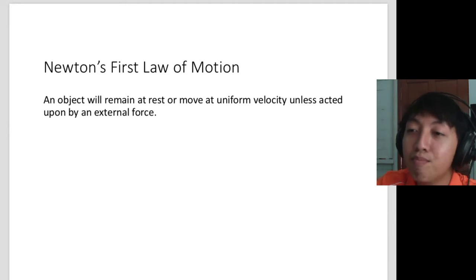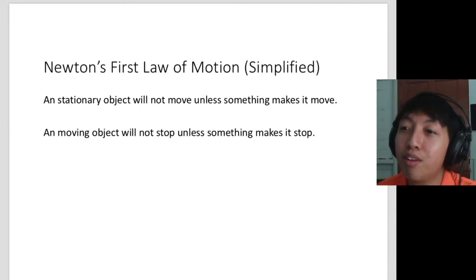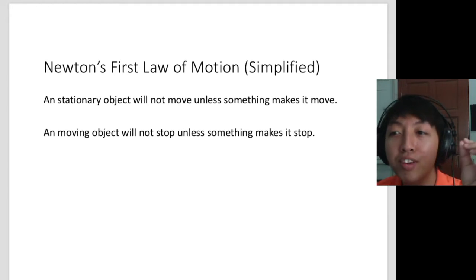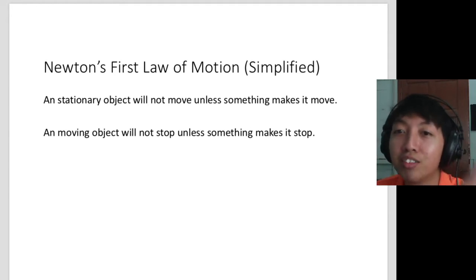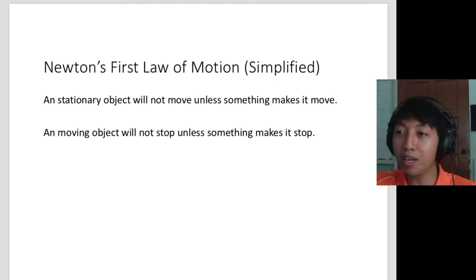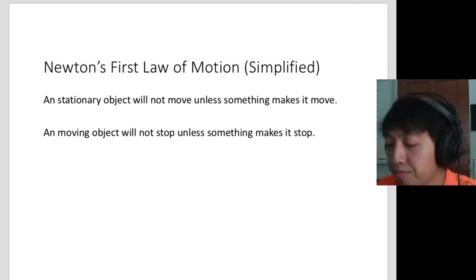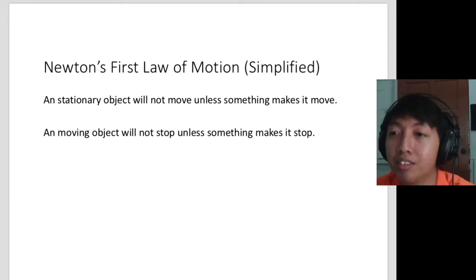Okay? If I simplify it, here's a simplified version. A stationary object will not move unless something makes it move. A moving object will not stop unless something makes it stop. I know some of you are thinking, that is so simple, like mind blown, like everyone knows that. Simple logic. But the thing is, we never think about this.